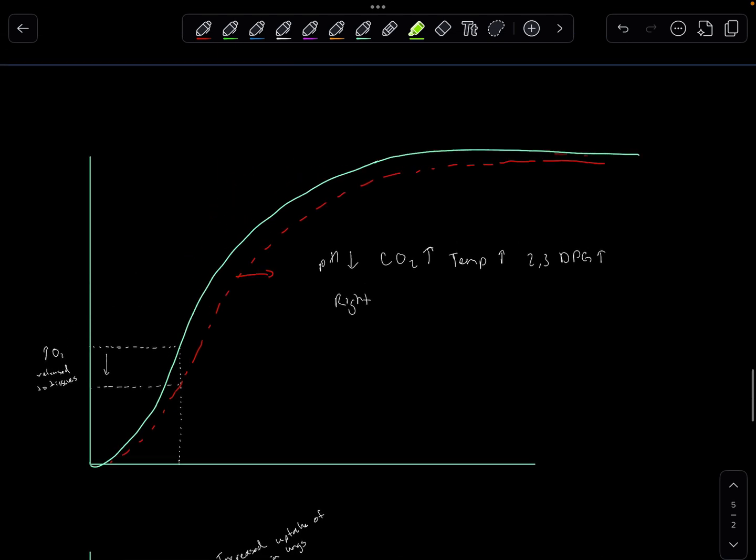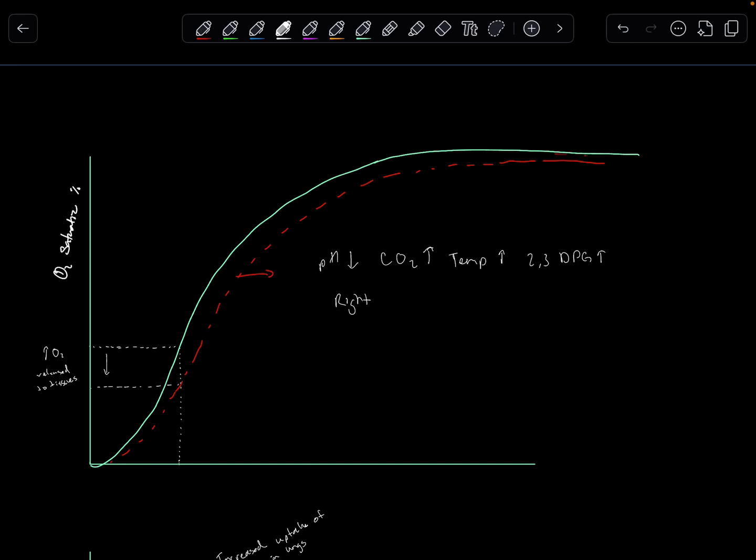So here we have this image. This is a graph of the oxygen hemoglobin dissociation curve. This is the O2 saturation percent, and that.